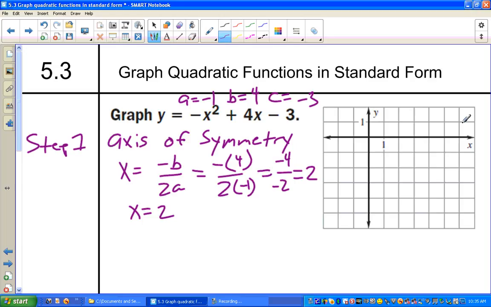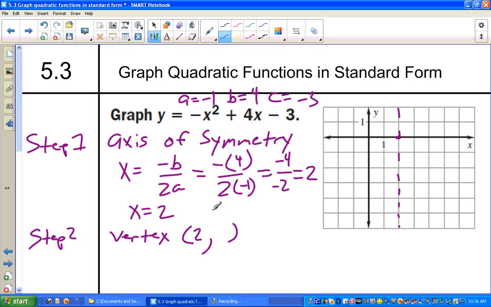And then I want to go over here and I want to graph that line. So here's my x-axis. I'm going to find 2. On the x-axis, I'm going to draw a vertical line at x equals 2. Step number 2 is we want to find the vertex. Now the vertex is a point on the axis of symmetry. So it's going to be somewhere on this purple dotted line I drew. The x-coordinate of the vertex is the same as the axis of symmetry, so it's got to equal 2. And so we've got to come up with the y value.